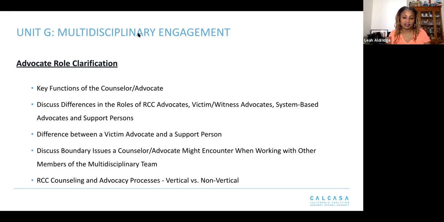So you want to make sure that they understand the distinction between the two. Again, victim advocates are a part of the statute, and as a result, there are certain privileges that go along with that, including confidentiality and privileged communication with survivors. Support persons do not.